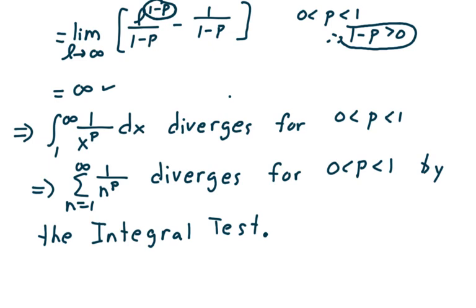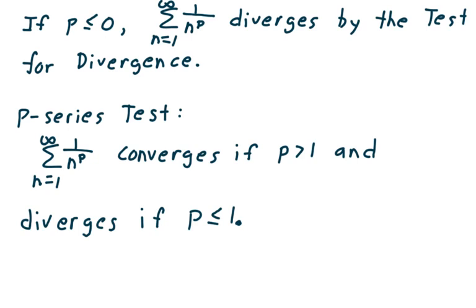It's a tremendous problem. I know it's a bit lengthy, but I'll show you why this is so nice shortly. Now, if p is less than or equal to 0, it turns out that the sum from n equal 1 to infinity of 1 over n to the p is going to diverge by the test for divergence.